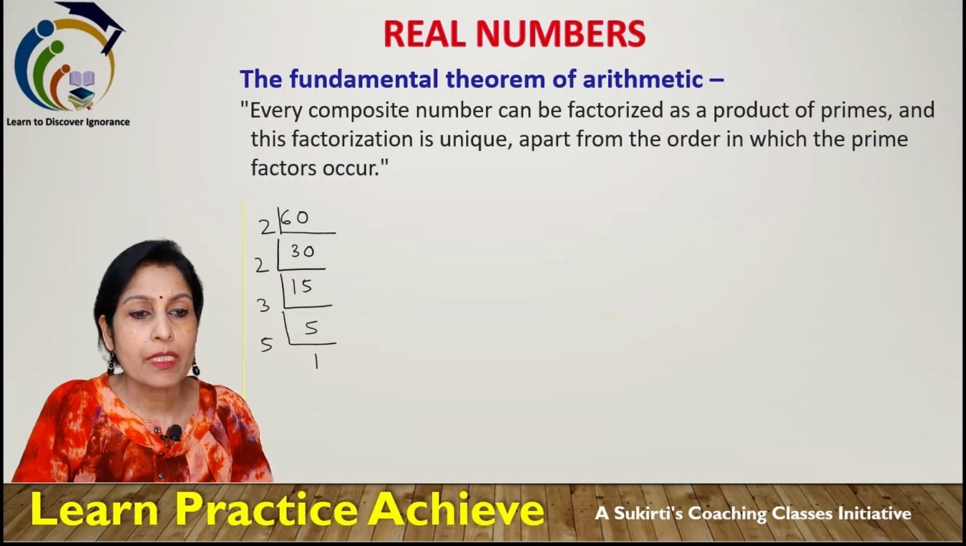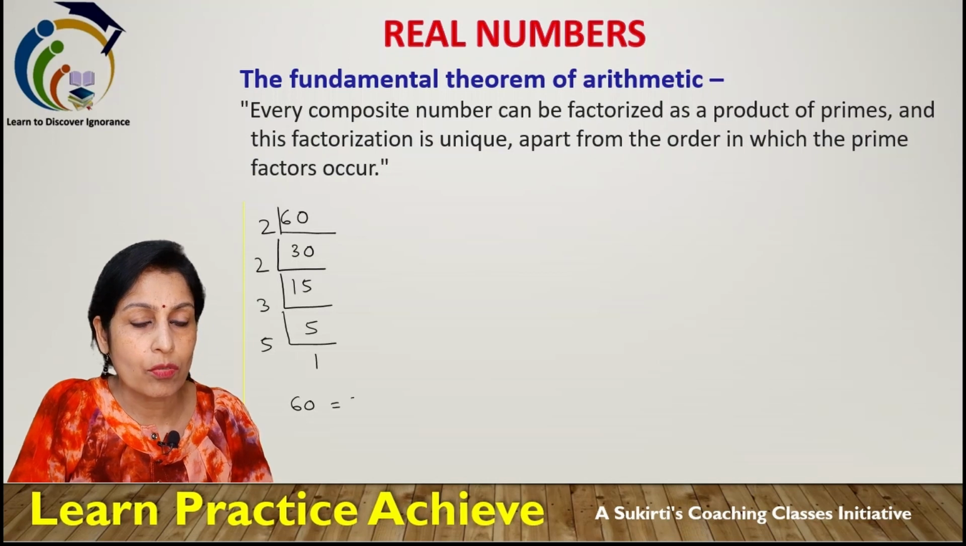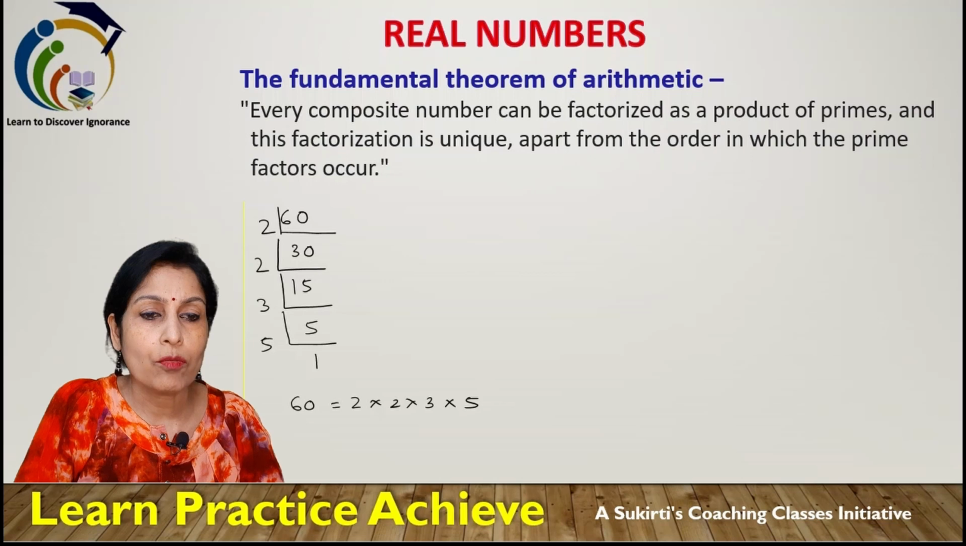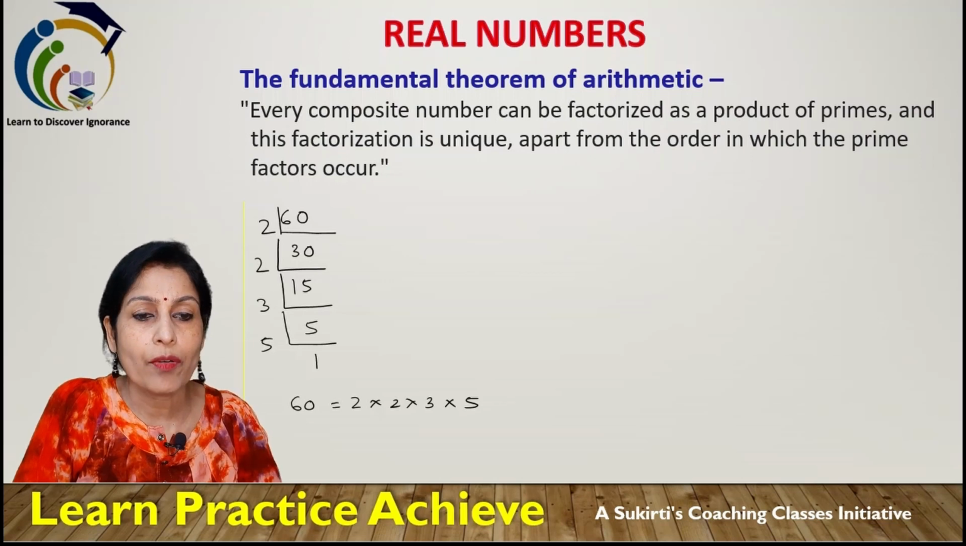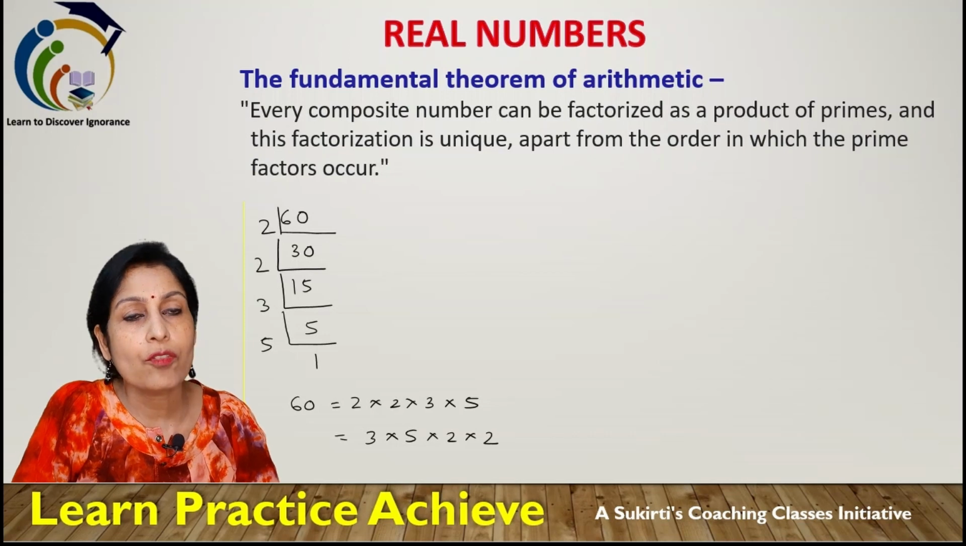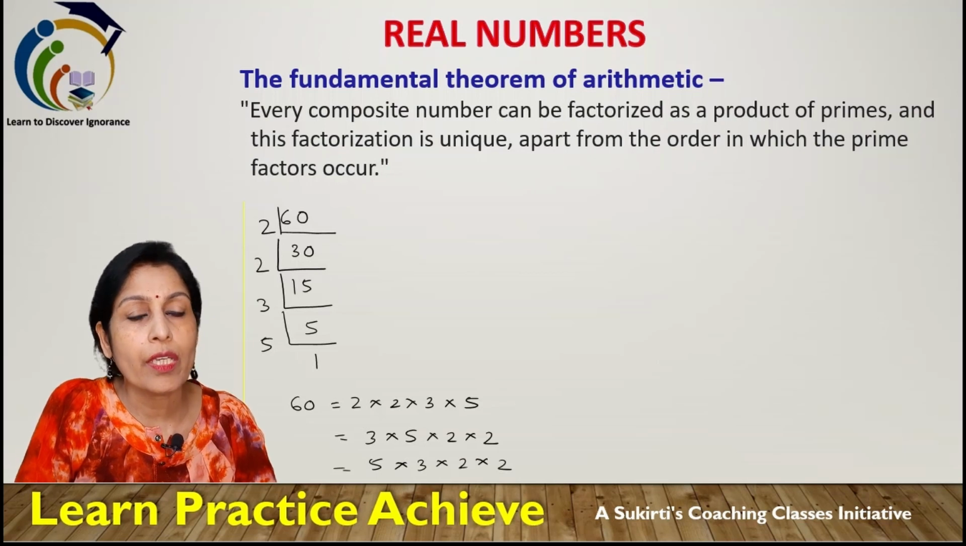So when we represent this prime factorization of 60, we can write it as 60 is equal to 2 into 2 into 3 into 5. Here we have written it in ascending order. First we have taken 2, the smallest number, then 3, then 5. This can also be written as 3 into 5 into 2 into 2. It means we can change its order, or it can be written as 5 into 3 into 2 into 2, or in any other way.